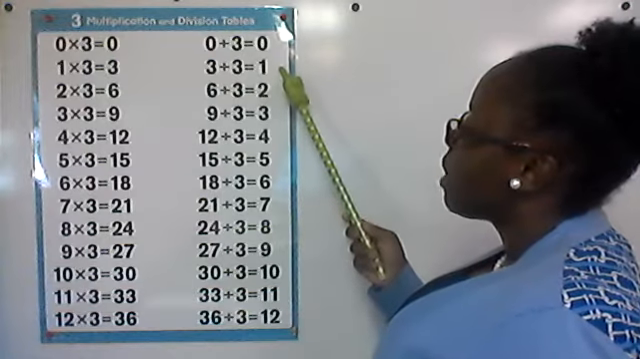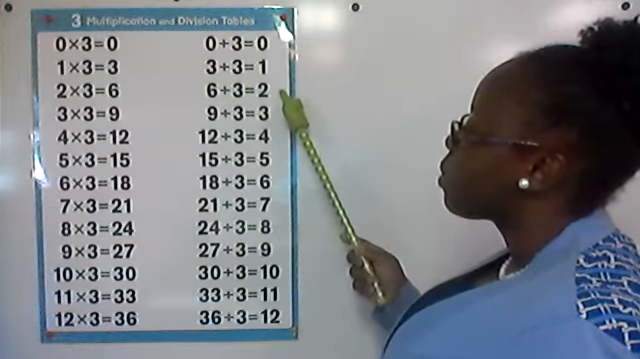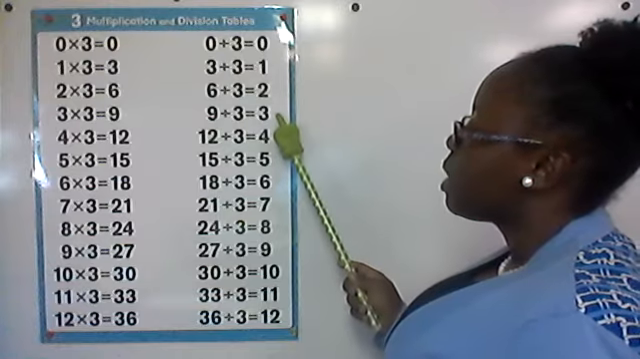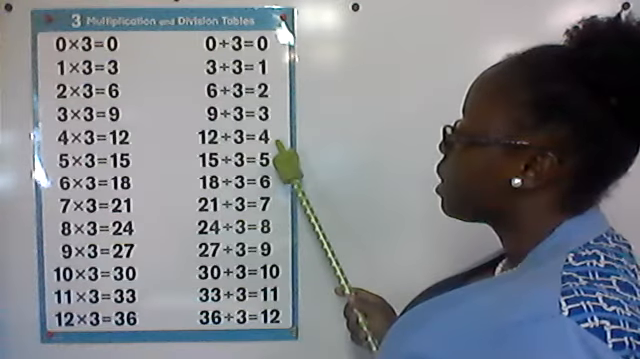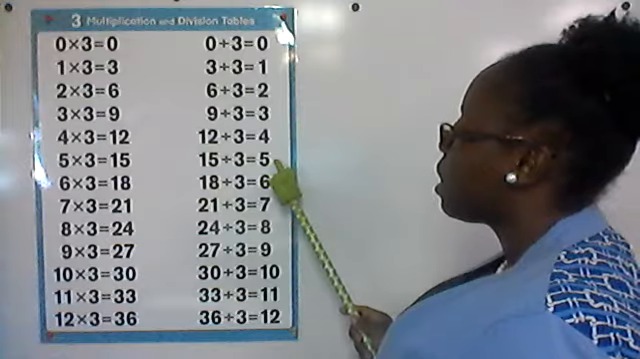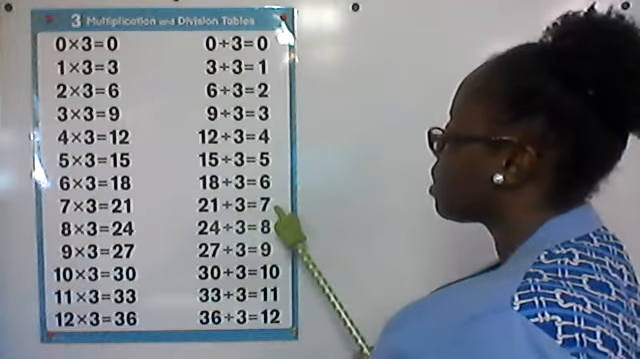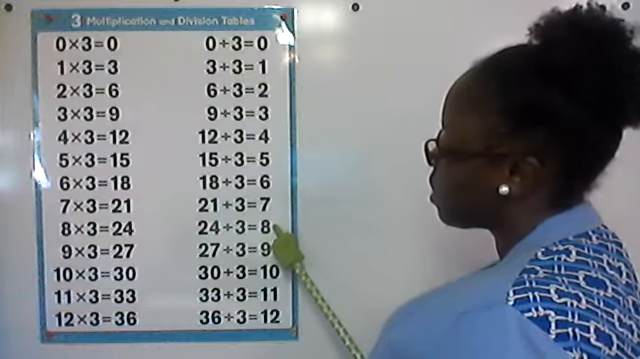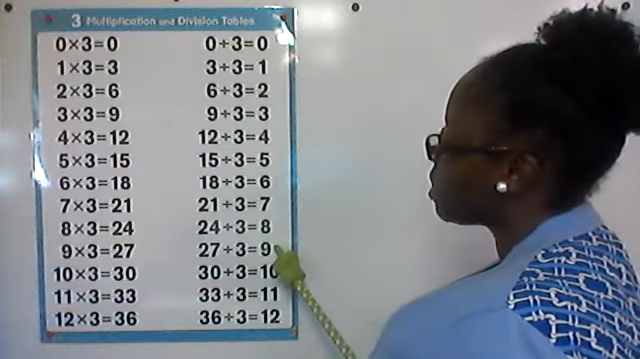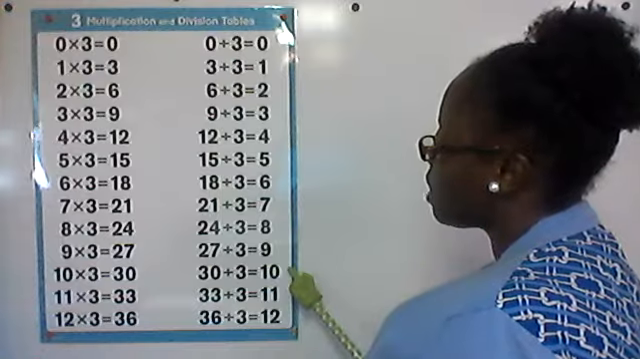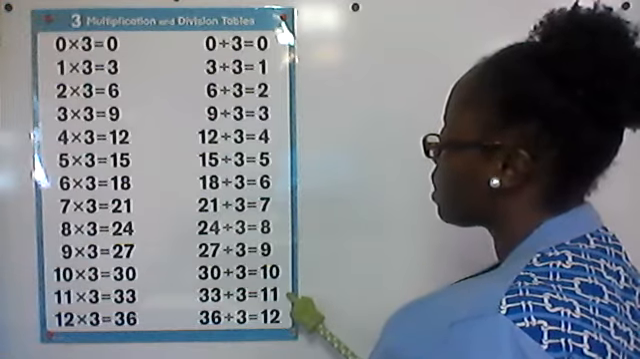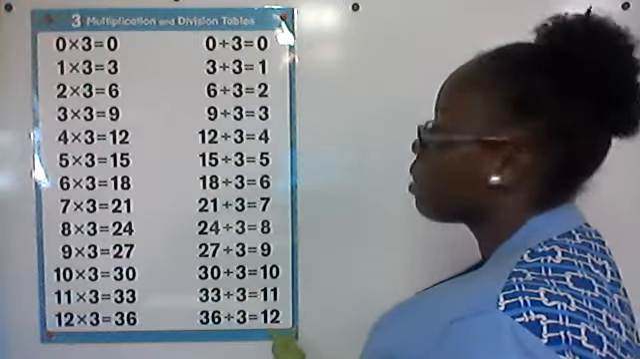0 divided by 3 equals 0. 3 divided by 3 equals 1. 6 divided by 3 equals 2. 9 divided by 3 equals 3. 12 divided by 3 equals 4. 15 divided by 3 equals 5. 18 divided by 3 equals 6. 21 divided by 3 equals 7. 24 divided by 3 equals 8. 27 divided by 3 equals 9. 30 divided by 3 equals 10. 33 divided by 3 equals 11. 36 divided by 3 equals 12.